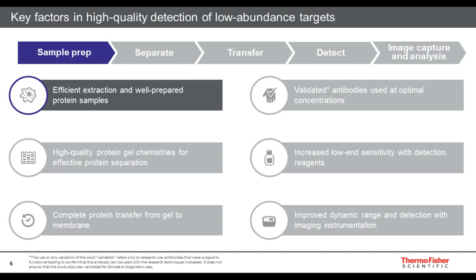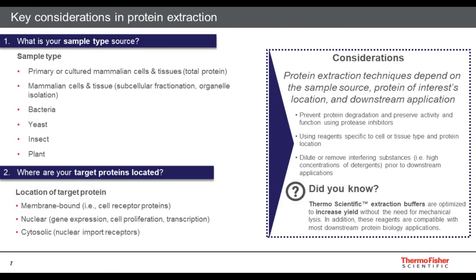To improve the detection of low abundant targets, it's important to ensure efficient protein preparation to maximize yield and overall recovery of the protein target. There are a variety of different techniques for cell lysis, all of which work to break down the cell membrane to extract the proteins. When considering the best method of protein extraction for your experiment, it's critical to think about the sample source and location of the protein which you are probing for.